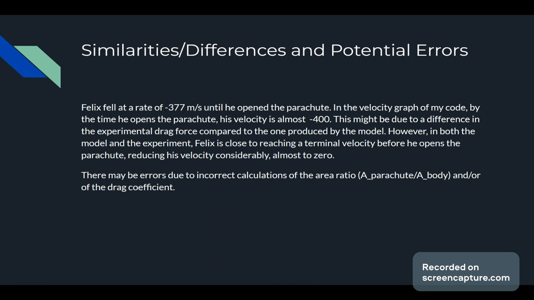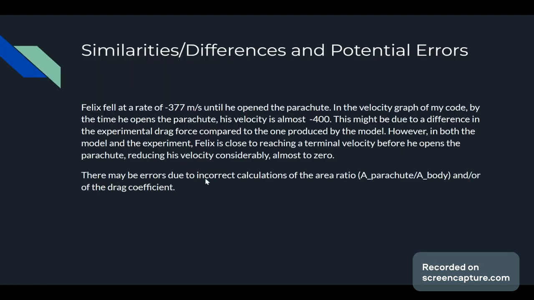So, some similarities and differences. Felix fell at a rate of negative 377 meters per second until he opened the parachute, but in the velocity graph of my code, by the time he opens the parachute, his velocity is almost negative 400 meters per second. This might be due to a difference in the experimental drag force compared to the one produced by the model, but in both the model and the experiment, Felix is close to reaching a terminal velocity before he opens the parachute, reducing his velocity considerably, almost to zero, as seen here.